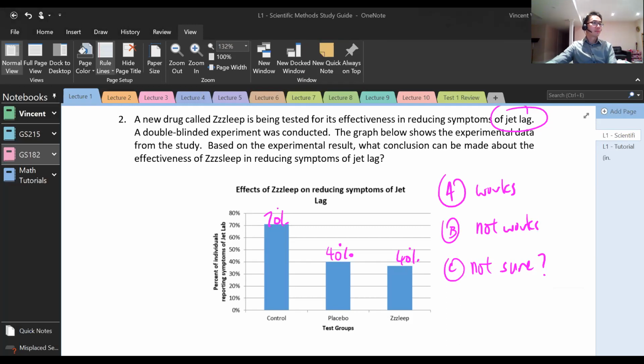So just to clarify, the control group, they have nothing? They're just regular, right? That's right. No pills were given to them.